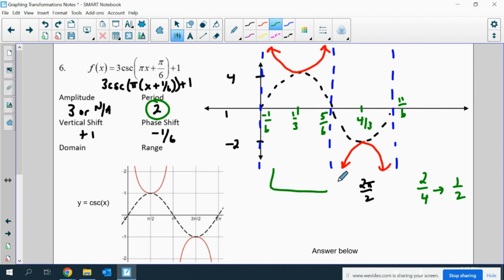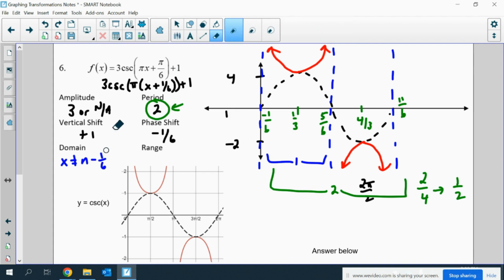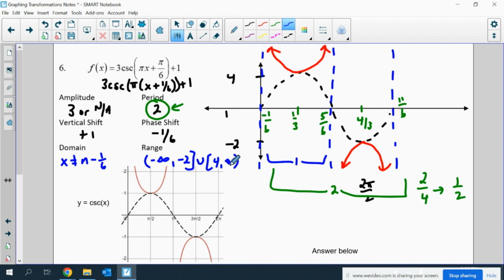Also notice that from negative 1/6 to 11/6 you get 2, which is what we wanted. Now the domain is going to be all x's that are not equal to... There's going to be an asymptote every 1, notice. So x not equal to n, because my interval between asymptotes is 1, so 1n, and then minus 1/6 would end up giving me an asymptote everywhere I need one. Then the range is going to be negative infinity to negative 2, union 4 to infinity.